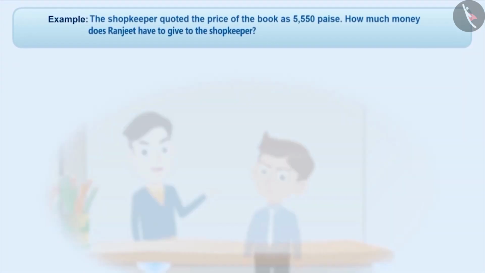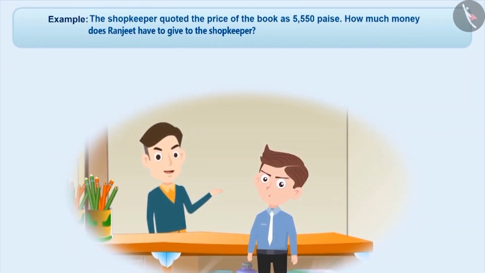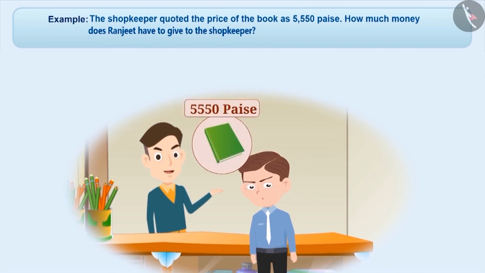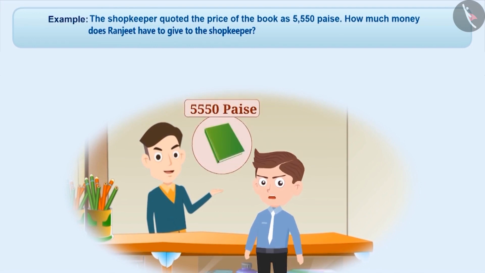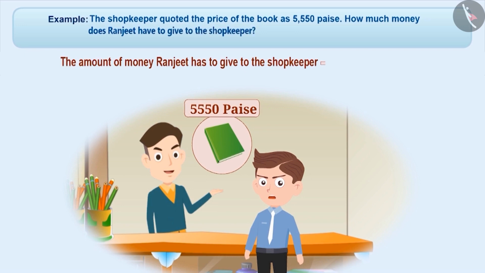Next example. There was a funny shopkeeper. Ranjit purchased a book from him. The shopkeeper quoted the price of the book as 5,550 paise. How much money should Ranjit give the shopkeeper? To find out the amount Ranjit has to give the shopkeeper, we need to express 5,550 paise in rupees.